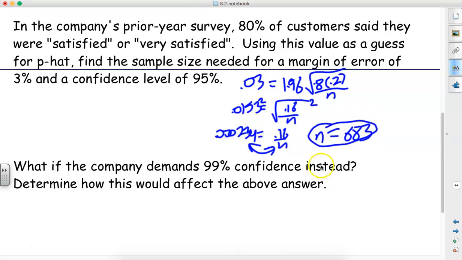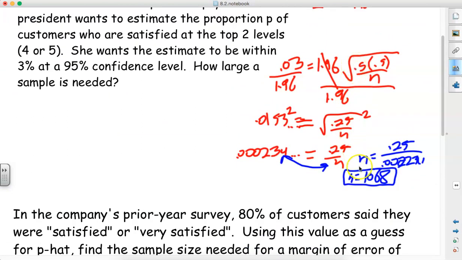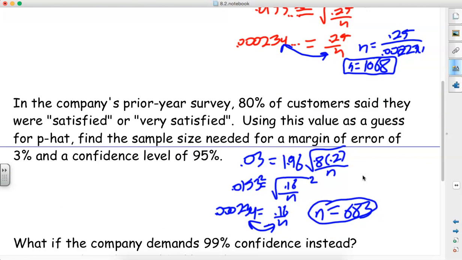All right, so notice how whenever we used 0.8, the number of people we sample only has to be 683, whereas when P was 0.5, we had to survey more people. So that's why 0.5 is the one that helps us be on the safe side, because we end up surveying more people to make sure our margin of error is where it needs to be.